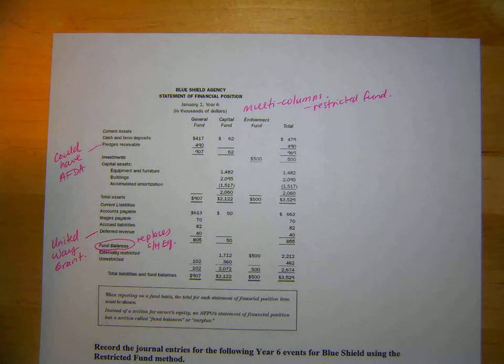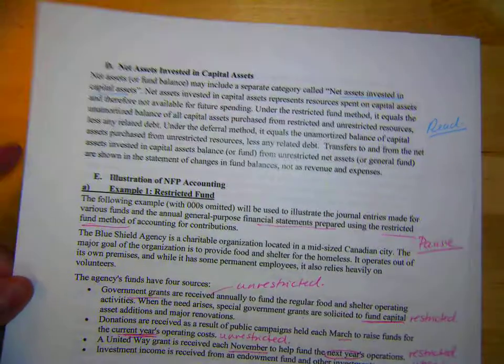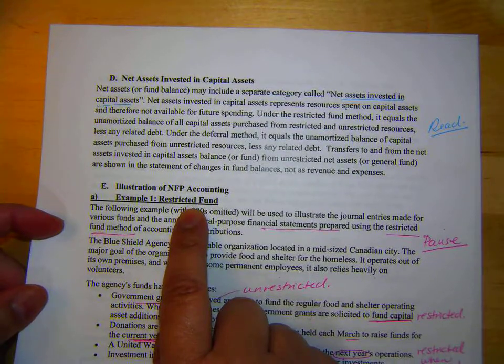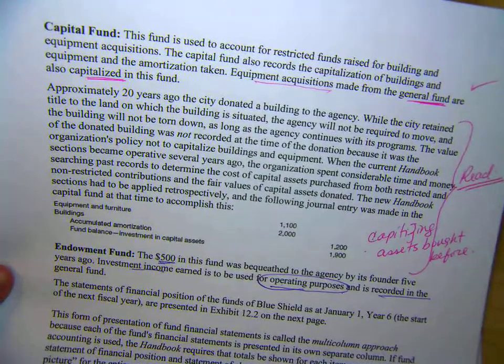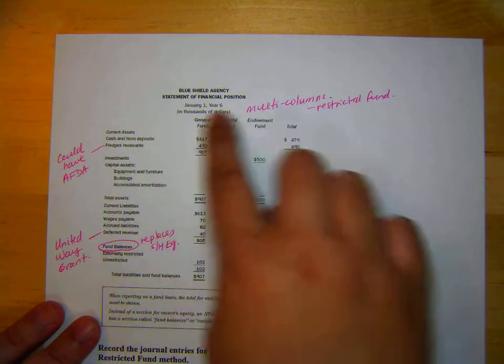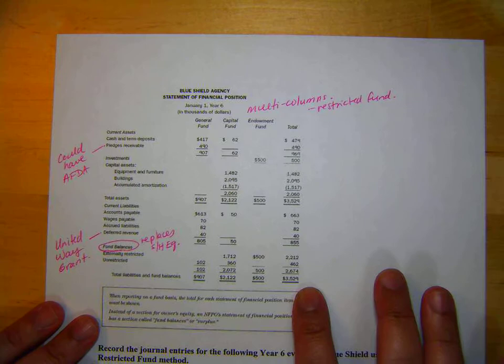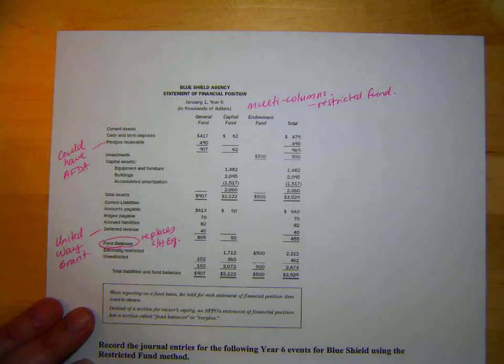We are looking at, from page 4, example 1, restricted fund. In the last video, we went through page 4 and 5. And now we are on page 6, and we'd already finished looking at the beginning of the year financial statements. So that was January 1st, year 6. And now we're going to record some journal entries that happened during the year.